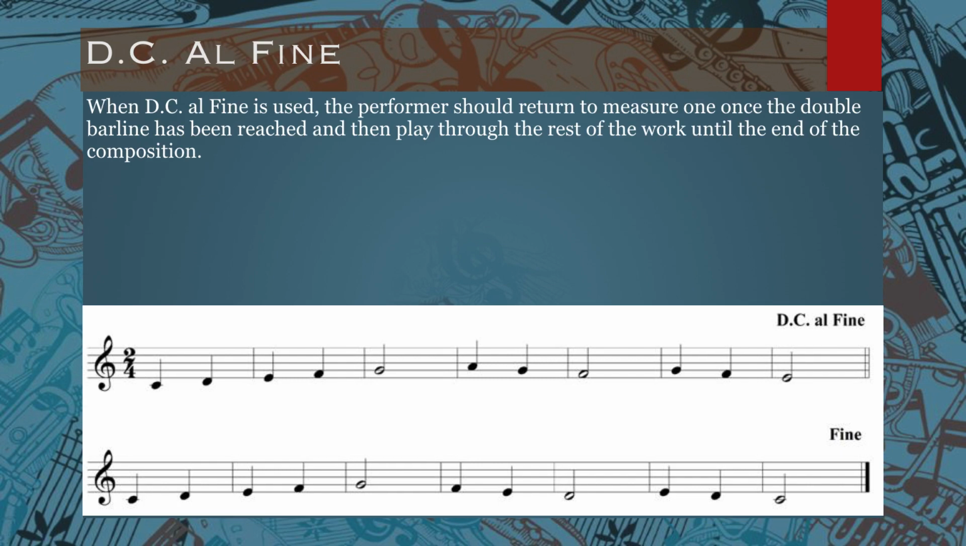So here's just an explanation of that further. When the DC al fine is used, the performer should return to measure 1 once the double bar line has been reached, and then play through the rest of the work until the end of the composition. So that's a fairly simple use of this, and it just prevents the composer from having to rewrite that entire section again.